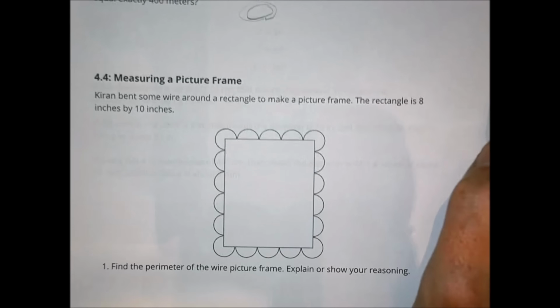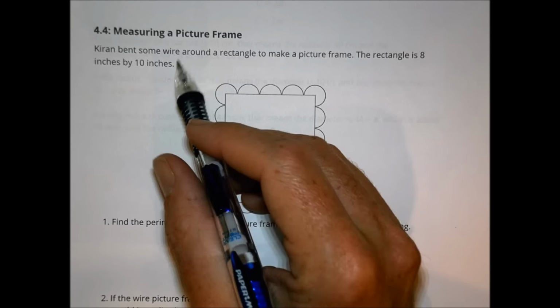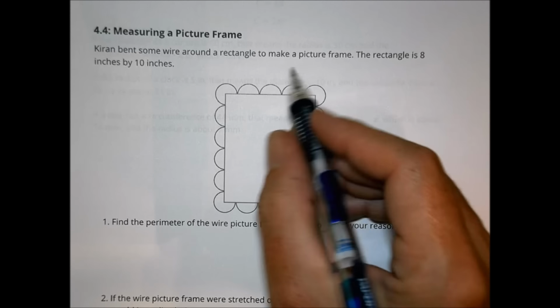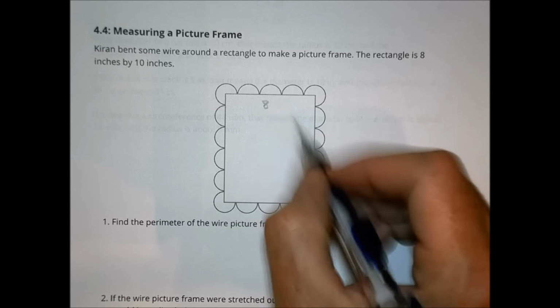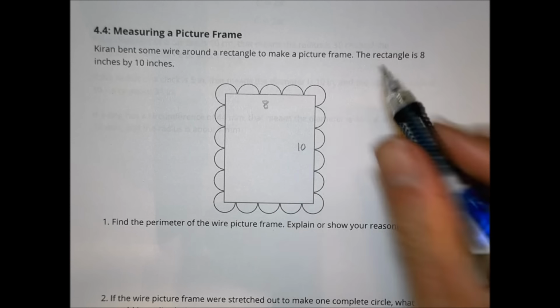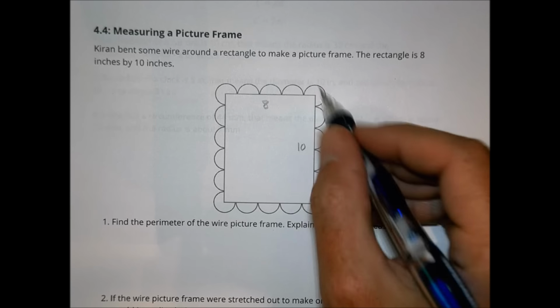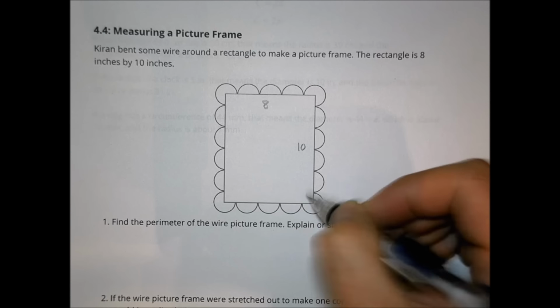But let's take a look at 4.4, measuring a picture frame. It says Kieran bent some wire around a rectangle to make a picture frame. The rectangle is 8 inches by 10 inches. We want to find the perimeter of the wire picture frame, so that we're going to find out what all this is going to be in terms of perimeter. What we have is a whole bunch of circumferences, don't we, going around that there.